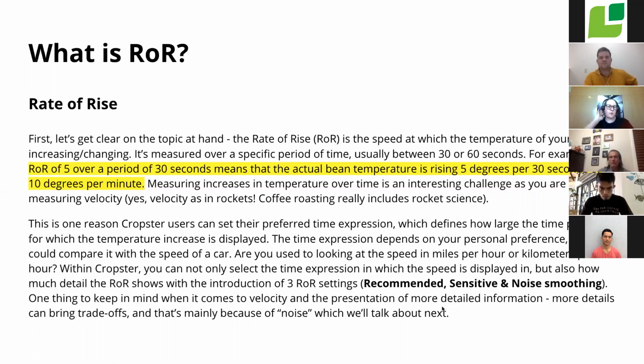It's also important to remember that if you set your rate of rise to 30 seconds, when you're seeing that number ticking away underneath your bean temperature, you've got to double it, times it by 2, if you want to be thinking in degrees per minute. I think sometimes roasters forget that when they set the rate of expression to 30 seconds, they've still got to calculate and change that value.